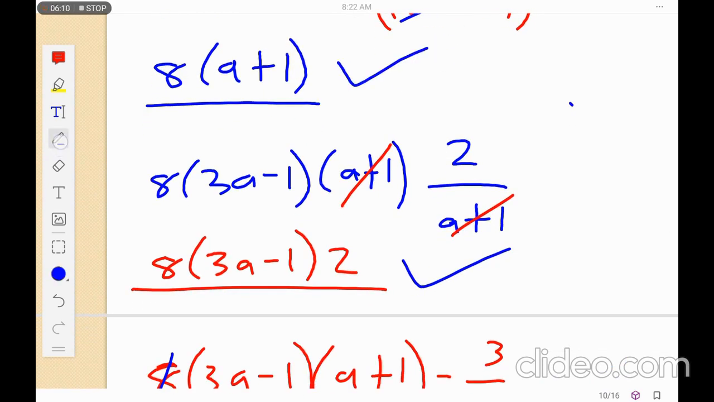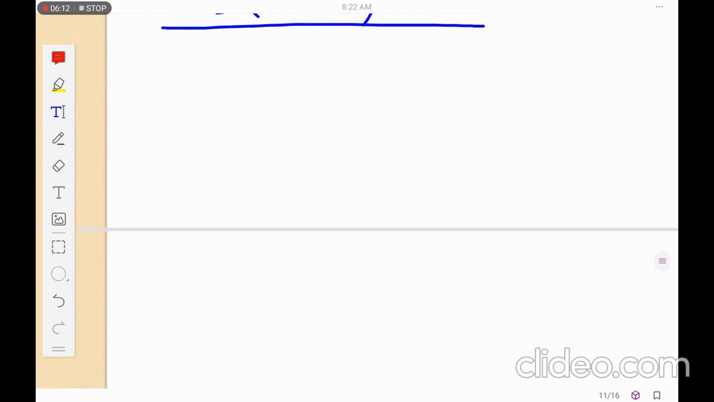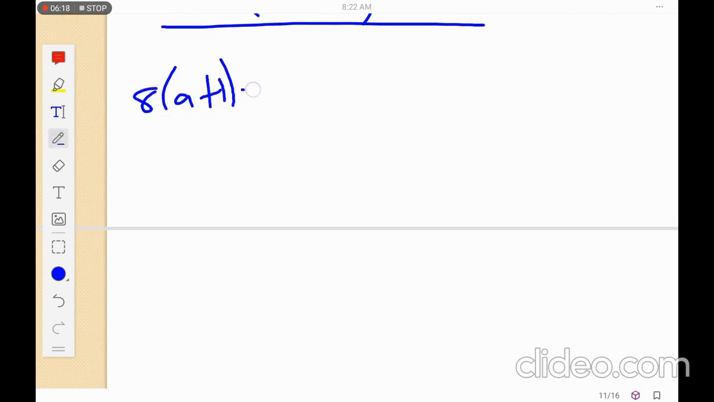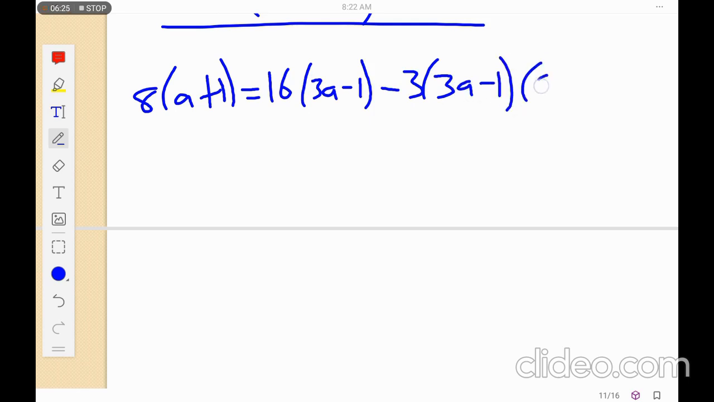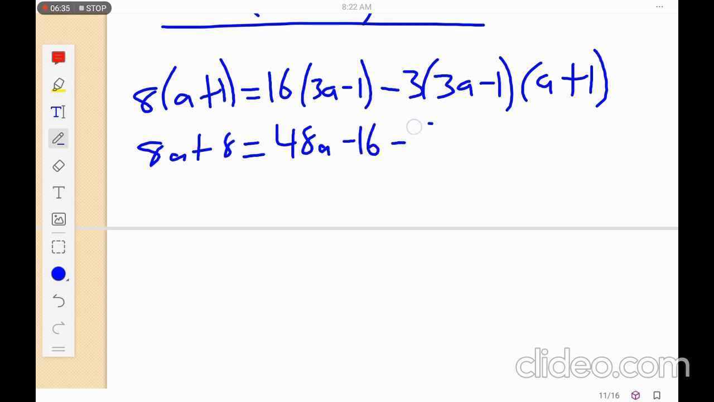Let's add. If we add, we'll get 8a plus 1 is equal to 16 by 3a minus 1, minus 3 by 3a minus 1 by a plus 1. Let's simplify. We'll get 8a plus 8 is equal to 48a minus 16 minus 9a squared minus 6a plus 3. So I've simplified there.